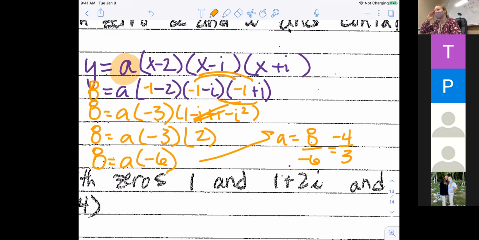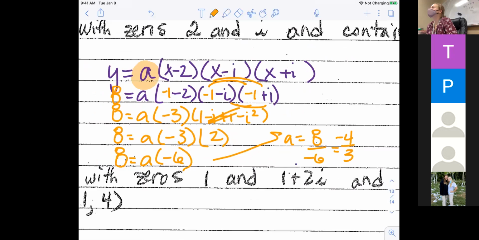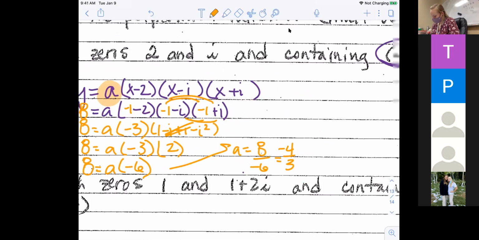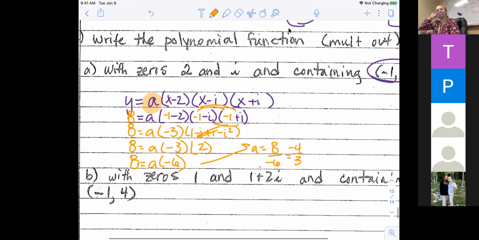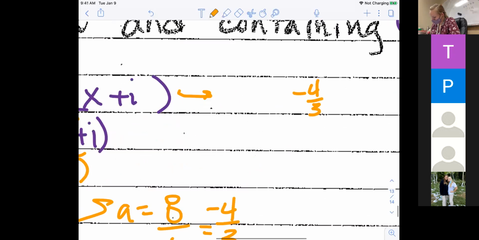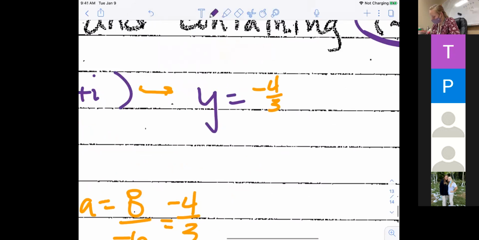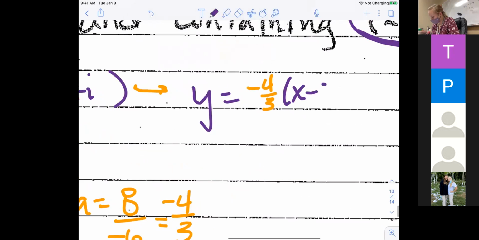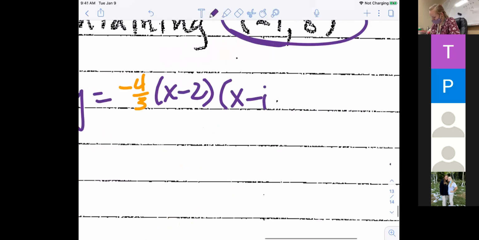Any questions on that? Okay, we're not done though. We're gonna plug that a in. Everyone okay with how I got a? Plug your a back into the beginning, and then we are gonna multiply it all the way out. Multiply everything together. I'm still going to have my x and my y in there. So I've got y equals -4 over 3, x minus 2, x minus i, x plus i.